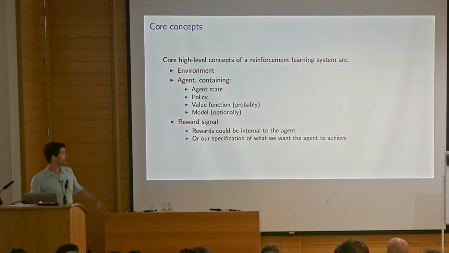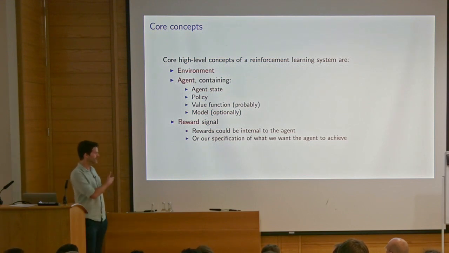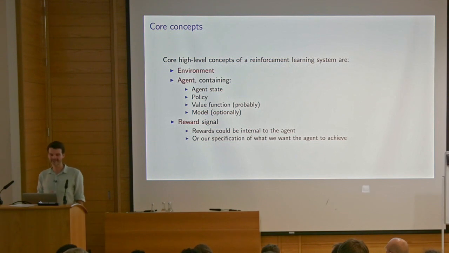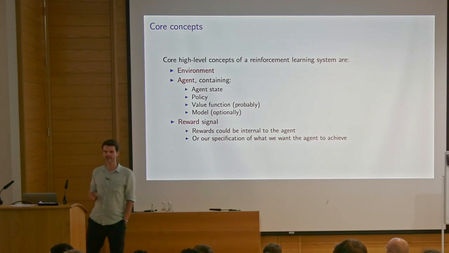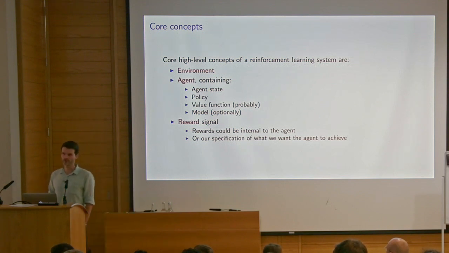And then, as I mentioned, there's a reward signal. Actually, these rewards could be internal to the agent. You could have different agents that have different reward signals. Or, and this is basically more typically what is done these days, it could be our specification of what we want the agent to achieve. So, for instance, in these Atari games, the rewards could be considered more or less external to the agent, because we, as the designer of the agent, tell the agent, whenever your score changes, that's your reward. This is what you're supposed to optimize.